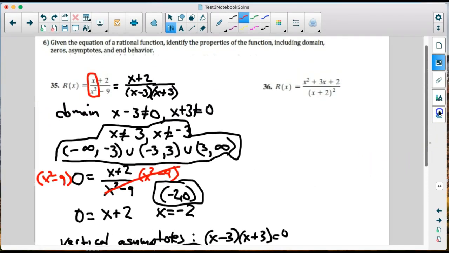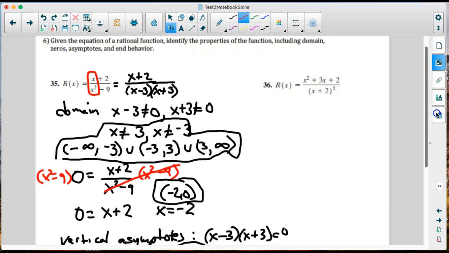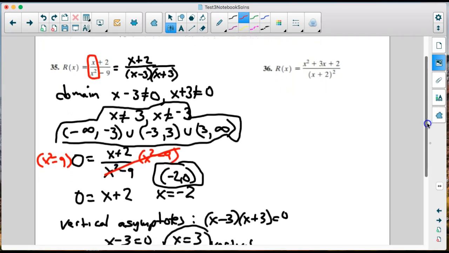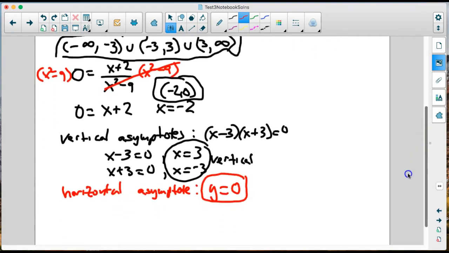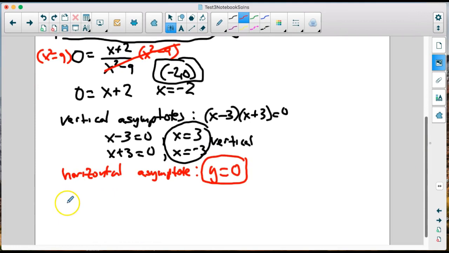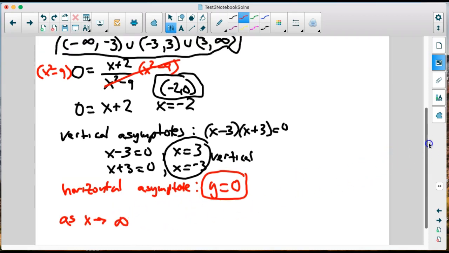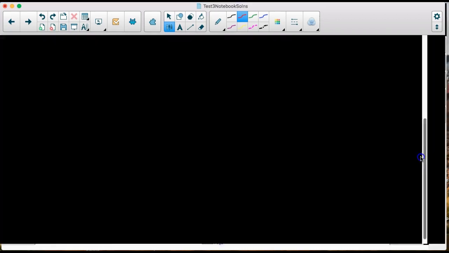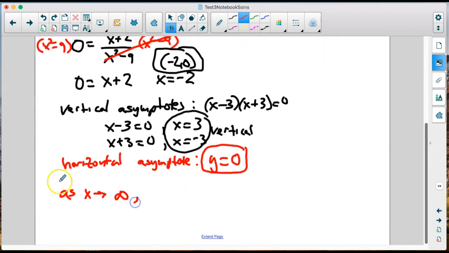Okay, and finally, end behavior. End behavior is what happens to the function as x gets larger or smaller. So as x gets larger, what happens to r of x here in this case? What happens to r of x? So this is end behavior.